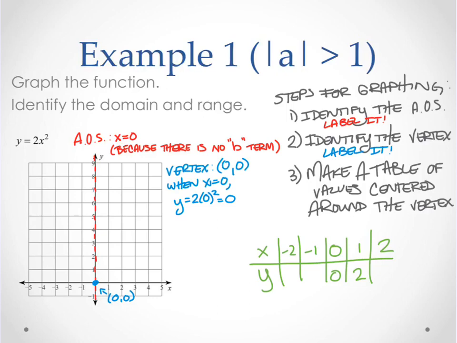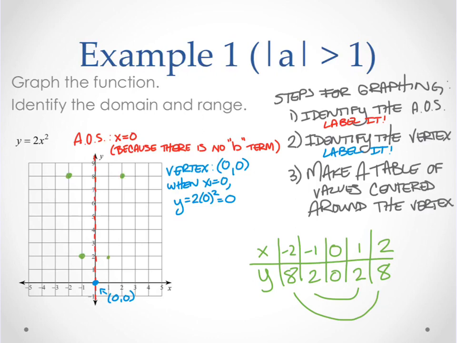Plugging in 1, we get 2. Plugging in 2, we get 2 squared times 2, which is 8. Plugging in -1, we get 2 as well. And plugging in -2, we get positive 8 as well. So you can see that it is symmetrical on both sides. So we did everything right.